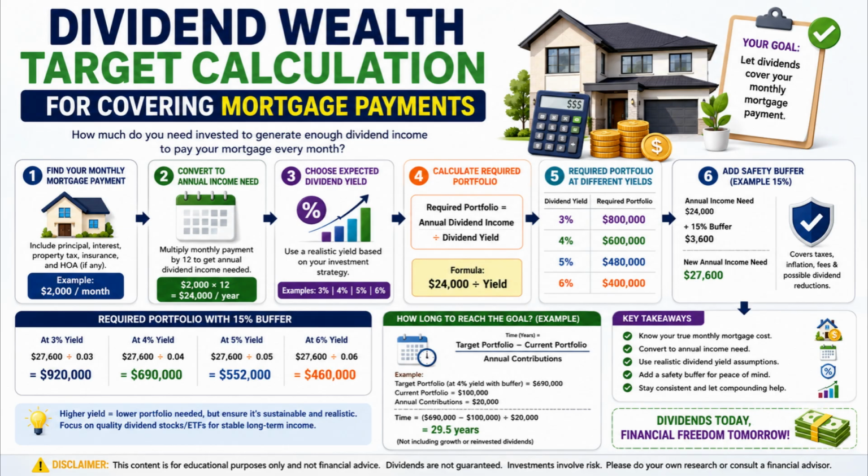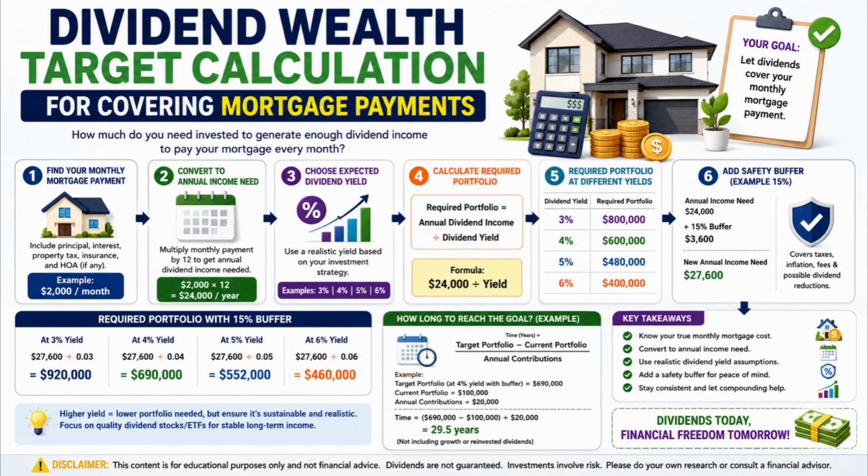Next, convert that monthly mortgage payment into an annual income need. Since dividend yield is usually calculated on a yearly basis, multiply the monthly mortgage payment by 12. So, $2,000 multiplied by 12 equals $24,000 per year. This means you would need $24,000 in annual dividend income to fully cover a $2,000 monthly mortgage payment.